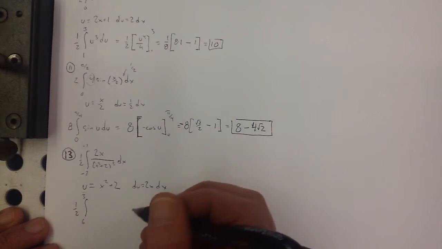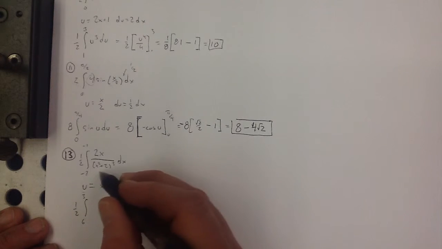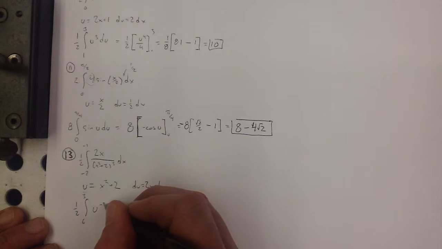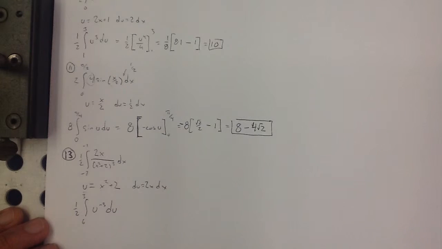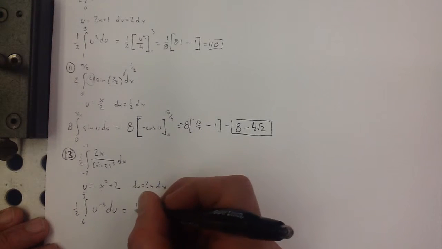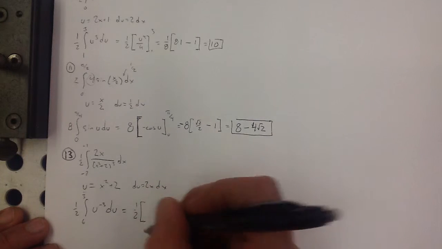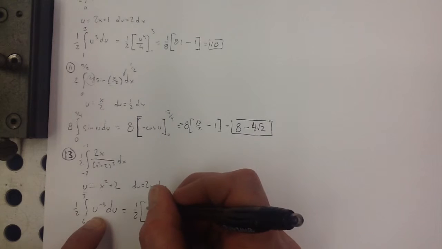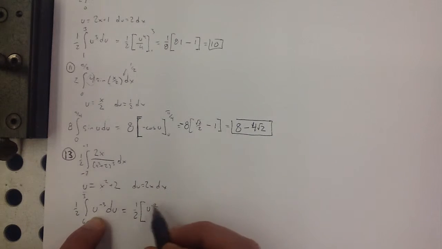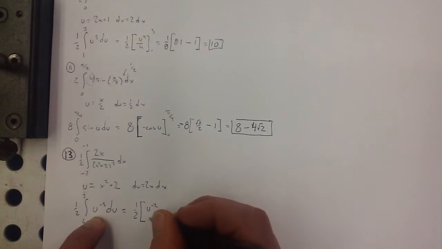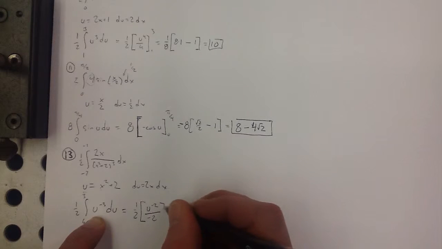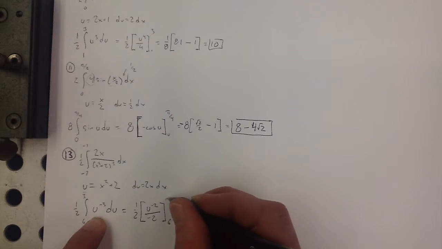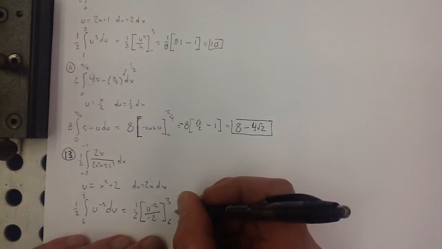And then on the inside, it's like I have u to the negative 3 du. Definitely like it better written like that. Fundamental theorem. Antiderivative of u to the negative 3. So the exponent goes up by 1. Be careful, right? That's from negative 3 up 1. Then divide by the new exponent.